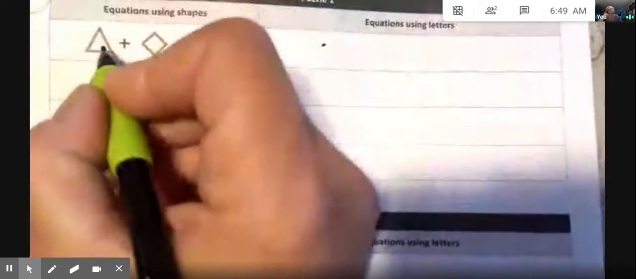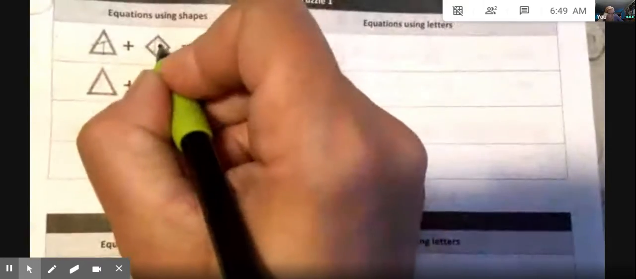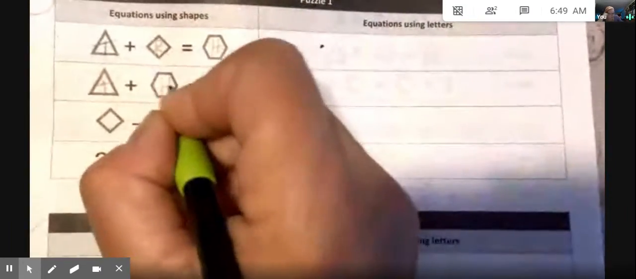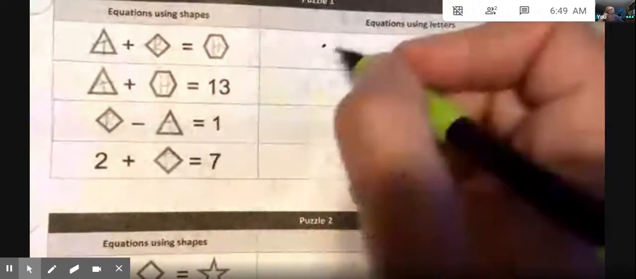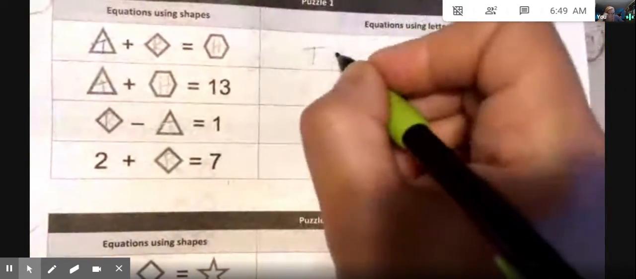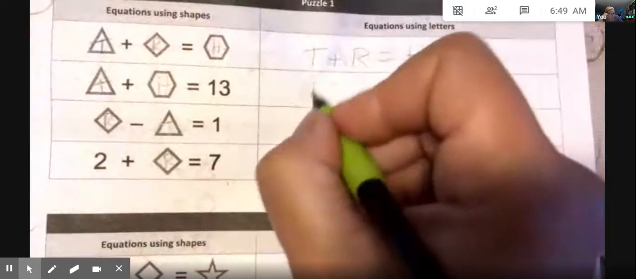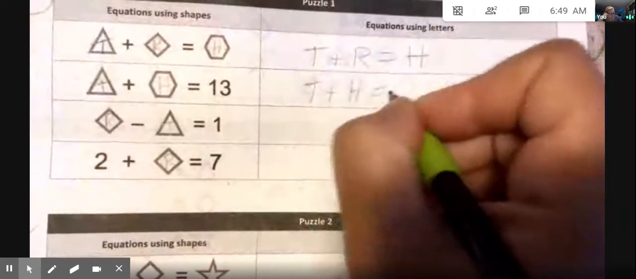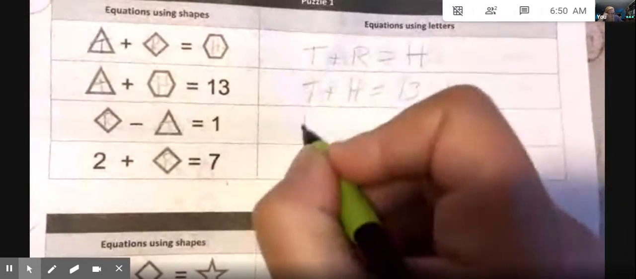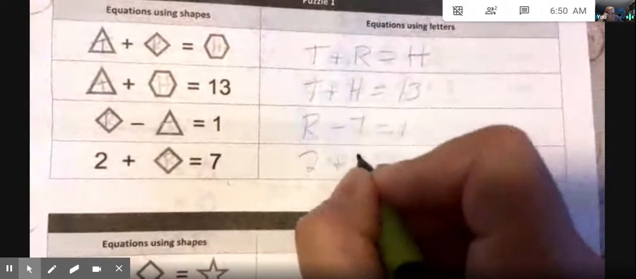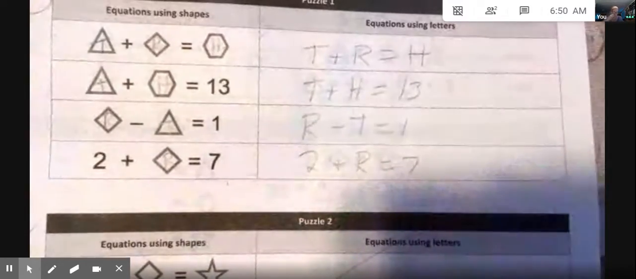And then for this one here, we're also doing letters. So we could do T for triangle, R for rhombus, H for hexagon. T, H, R, T, R. T plus R equals H. T plus H equals 13. R minus T equals 1. 2 plus R equals 7.